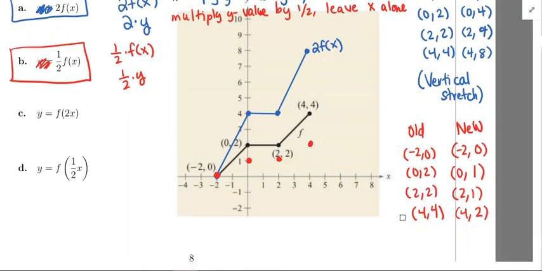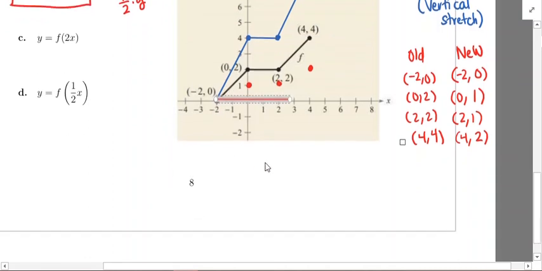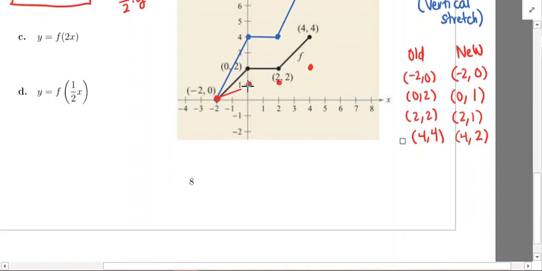We're going to connect the dots with the same basic shape. So we just need to go from left to right and connect each pair of points with a line segment. So here we go. We're going to connect these two guys, and then these two guys. Should be a flat line right here. And then we're going to connect these two guys, and then we will be done. So this red graph is the graph of 1/2 times f of x.